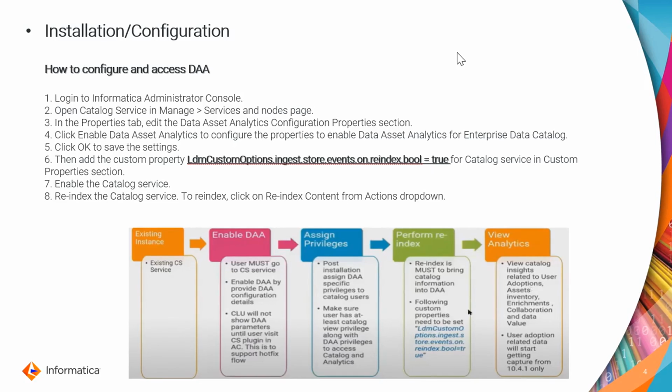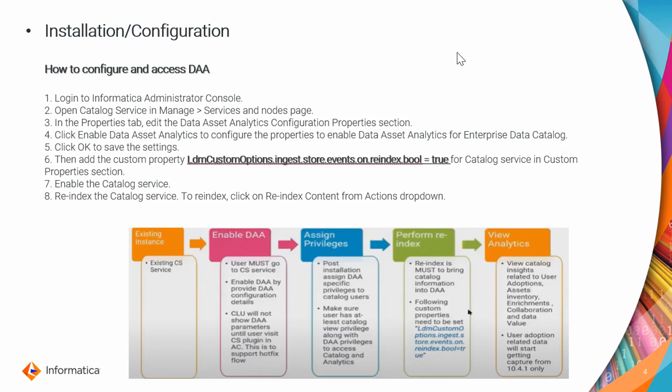How does a customer install data asset analytics on their existing configuration? For an existing customer who is on 10.4.1 or later versions, you would just need to configure this service, or when you create a new catalog service, an optional screen for the DAA would appear where you provide the database configuration details which you are using for DAA, and once that is provided, you can enable the DAA and enable the catalog service which enables DAA.